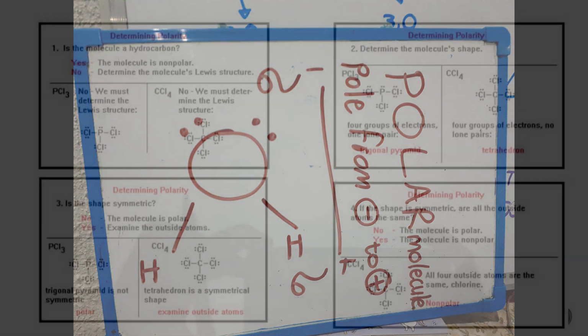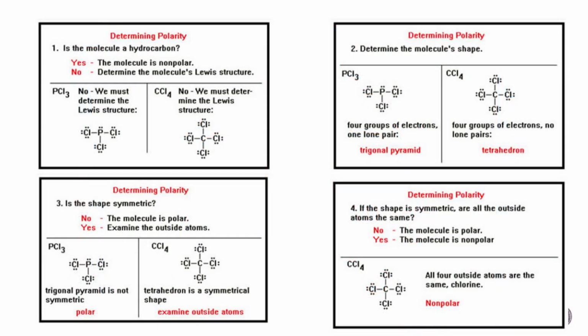The next two slides very nicely explain to us how we can tell whether something is going to be a polar or a non-polar molecule. So the first and easy thing we must do is ask, is the molecule a hydrocarbon? What that means is, does it only have hydrogen and carbon in it, like CH4 is a hydrocarbon or C2H6 is a hydrocarbon? If it is a hydrocarbon, it is non-polar.